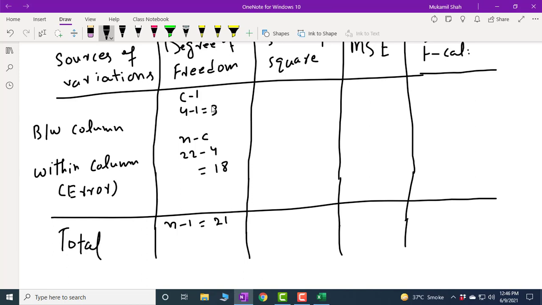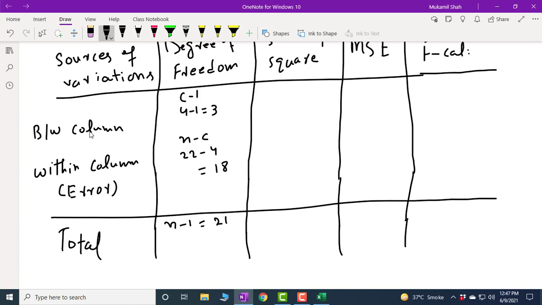Even if you add these two values, 3 plus 18, this is equal to 21. An alternative way to obtain this, you have to subtract 1 from the total number. Total number of values in the question is equal to 22. So if you subtract 1 from the 22, you get 21.